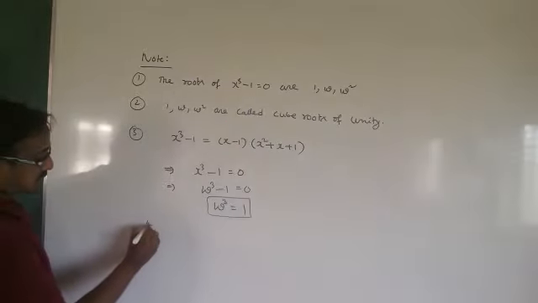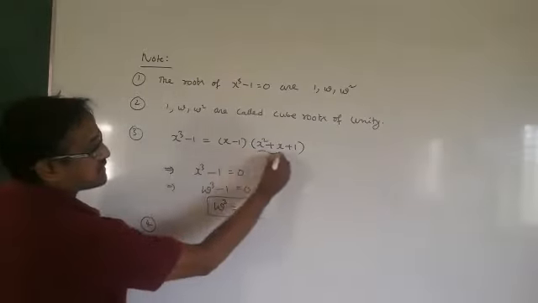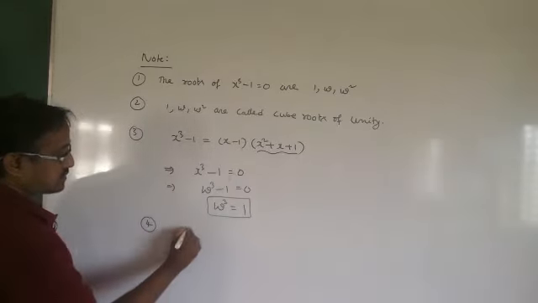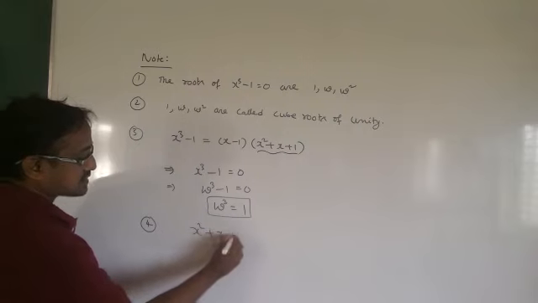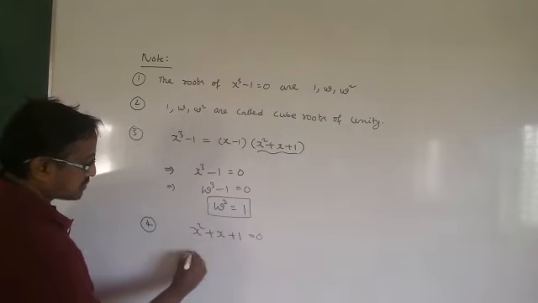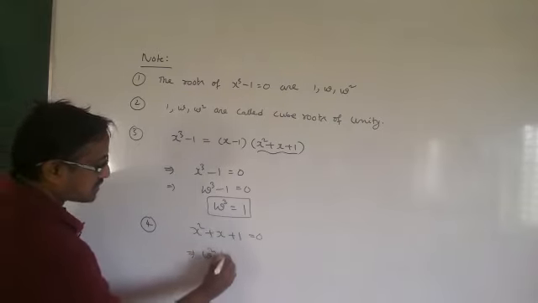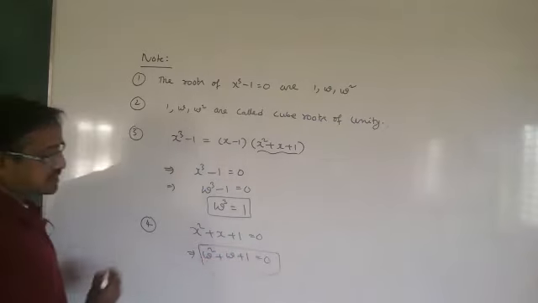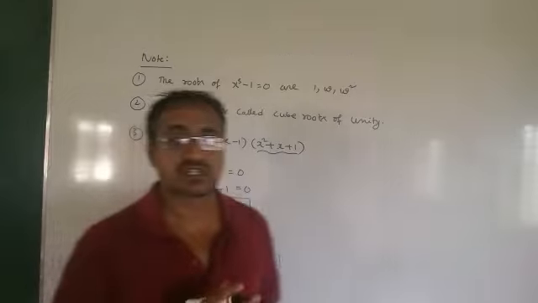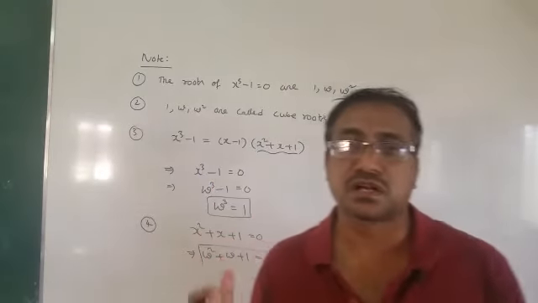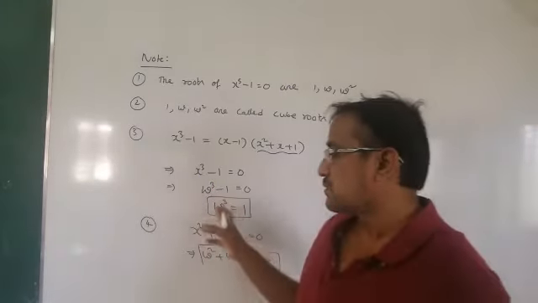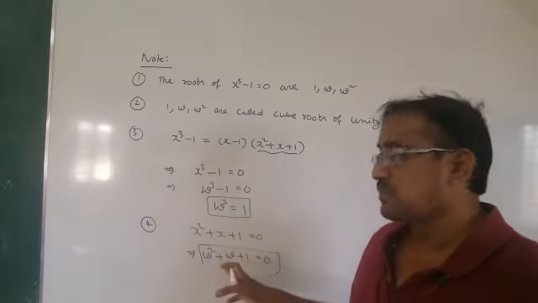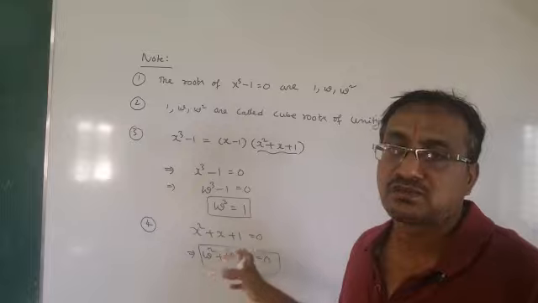And another result: omega satisfies this equation also, since it is a root of the equation. So you have x square plus x plus 1 equal to 0, so that omega square plus omega plus 1 equal to 0. So this is another result. These two results are most important as far as JEE is concerned. So one is omega cube is equal to 1 and another one is omega square plus omega plus 1 equal to 0.